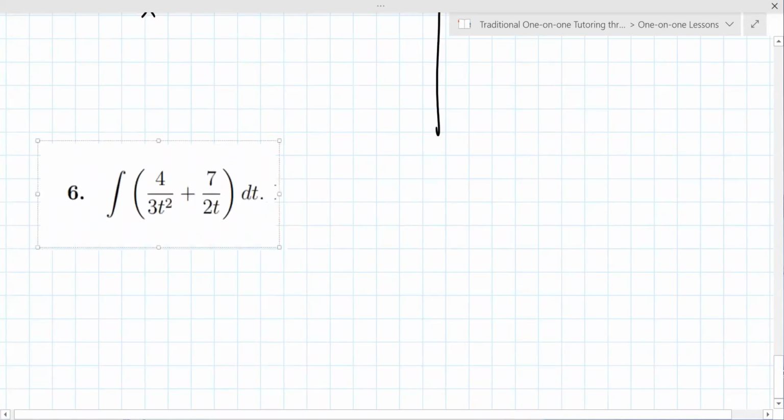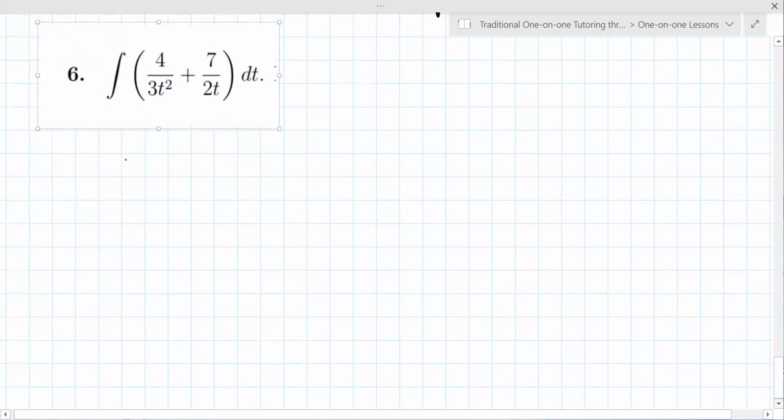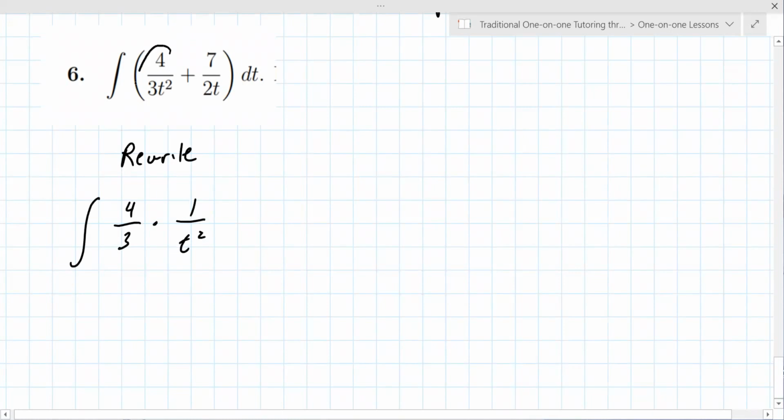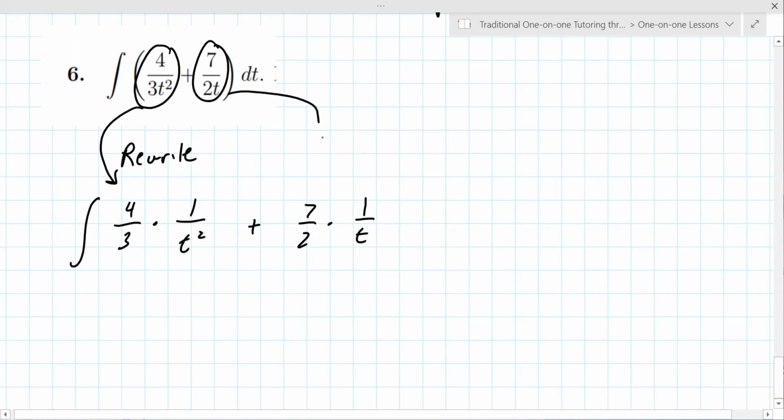All right, so next question here that we kind of looked at. This one requires a rewrite before you do it. So the rewrite is 4/3 times 1/t². That's what this up here becomes. Plus 7/2 times 1/t. That's what this becomes.